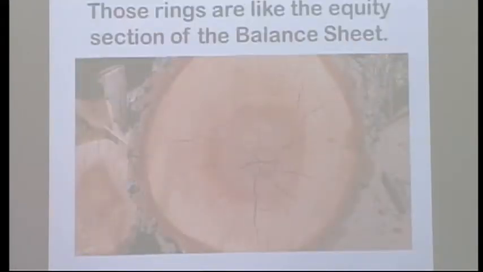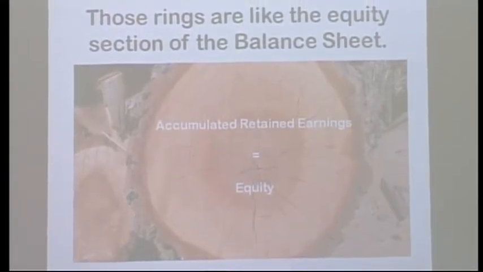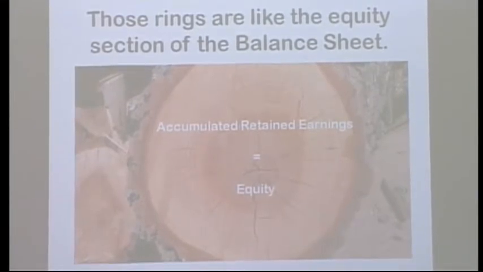Those rings are like the equity section of the balance sheet. It means accumulated retained earnings are equity of the company. Equity is a part of the balance sheet. On the one side we have assets, on the other side we have liabilities and our equity. What does it mean? They show us how we finance our business, from our own capital or, for example, by taking a loan from the bank.